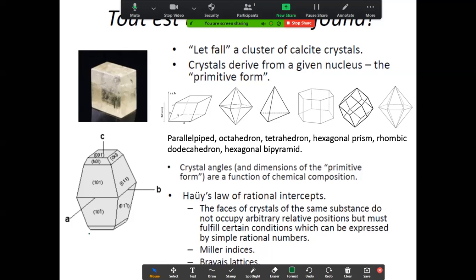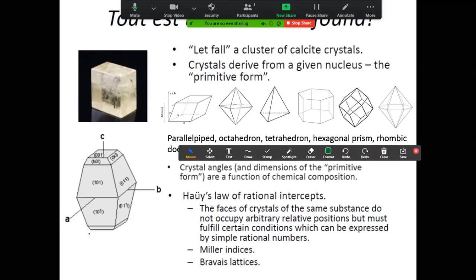He also determined the law of rational intercepts. So he said the faces of the crystal of the same substance don't just arbitrarily occupy a position, but must meet certain criteria for it to be a face, and this is expressed as rational numbers. So it just doesn't have a face just for the sheer fact of having a face. There are certain laws that it must comply to have a particular face on a crystal. And this was actually the forerunner of what we call Miller indices and Bragg lattices, which we'll talk about later.